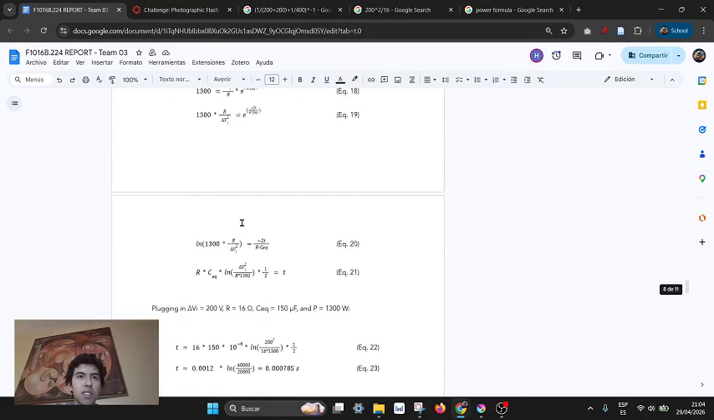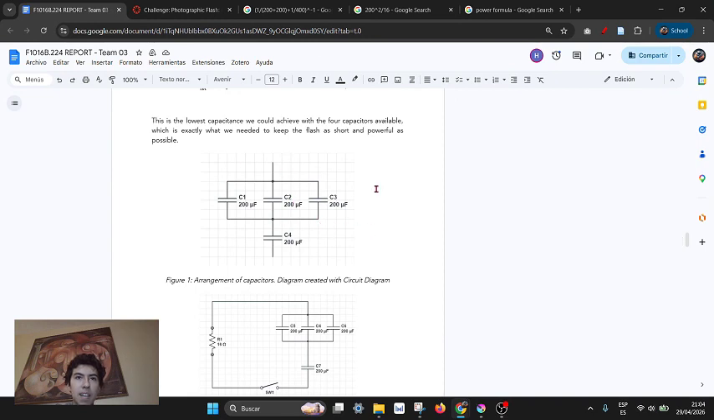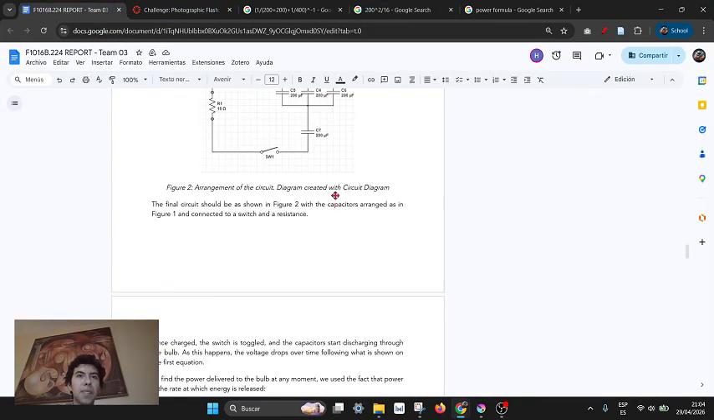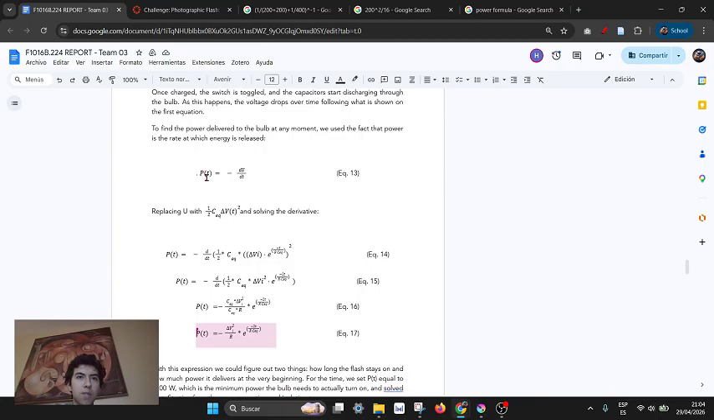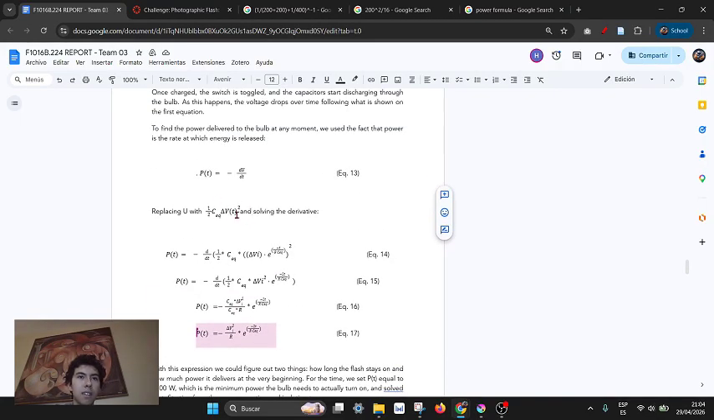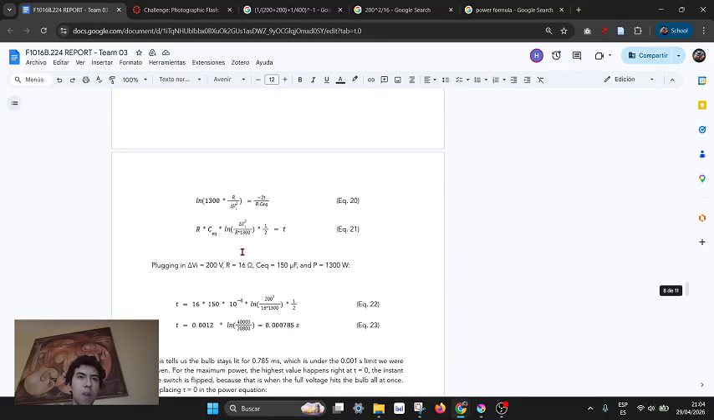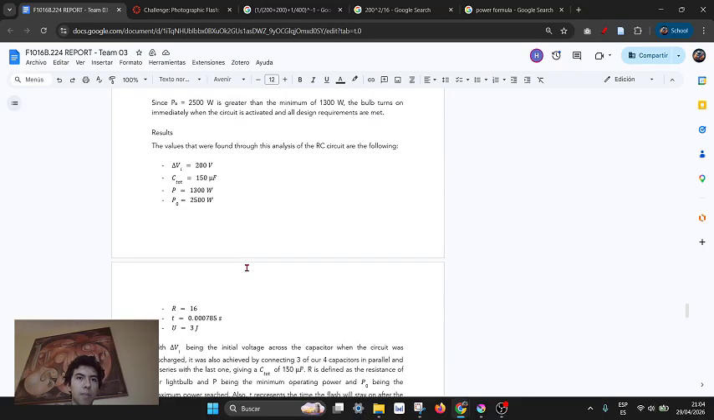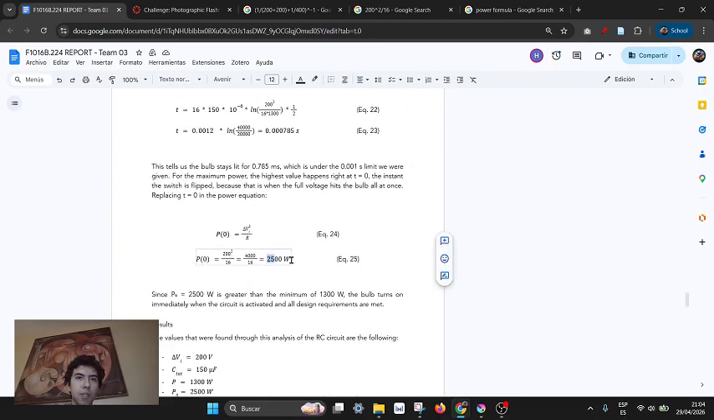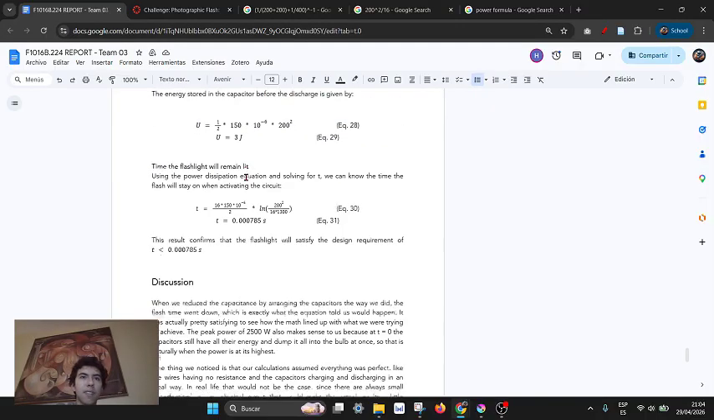We just took what we had, we put it in a specific array to get the capacitance and the power, and from that, we used this formula of potential energy in terms of t to see how much time it would flash for, because we already had the power it was producing. And that's it. That's our flash.